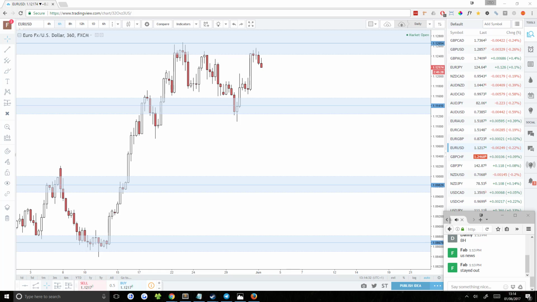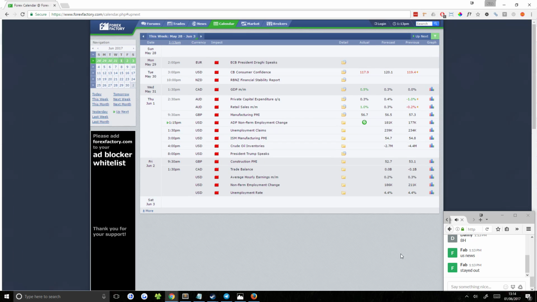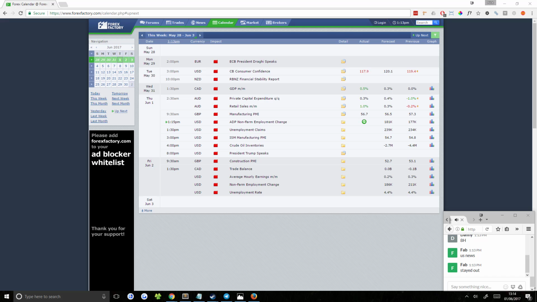We have the manufacturing PMI, but that's well above. Let me move this onto the main screen. All right, so upcoming news. These are just the red reports. USD, non-farm employment change, that's the ADP numbers. They can have an impact, but it's not that crazy. Unemployment claims, of course, they can have an impact, but not that crazy.